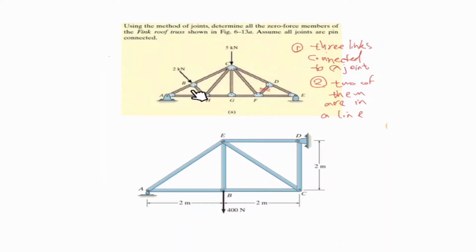This is not a zero force member. This is exactly the same configuration, but we have an external force. Then the third condition we can mention is that there should not be any external force at that point, meaning that as soon as you see an external force at that point, you cannot say this is a zero force member. And the reason is clear.